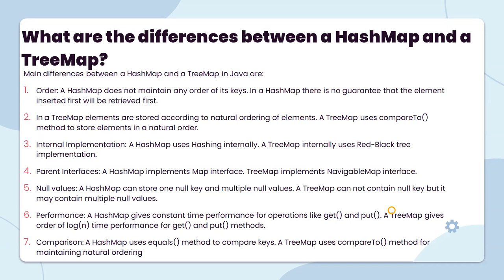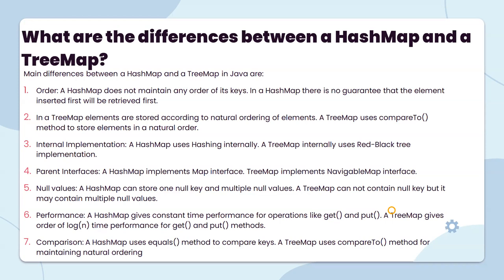HashMap can store one null key and multiple null values. But TreeMap cannot contain a null key, though it may contain multiple null values. Performance: HashMap gives constant time performance for operations like get and put. TreeMap gives order of log n time for get and put.